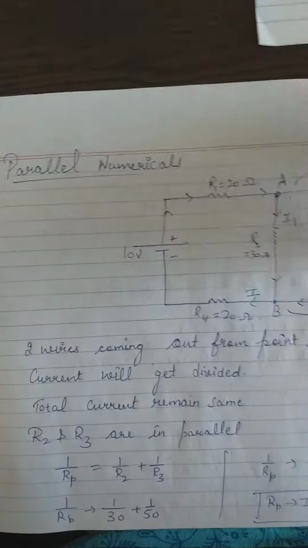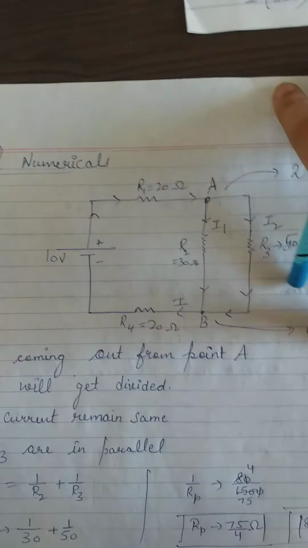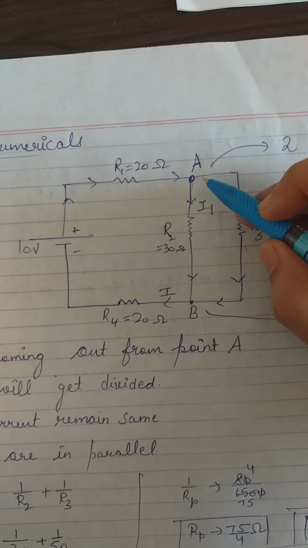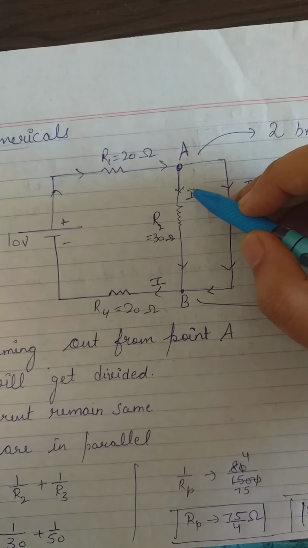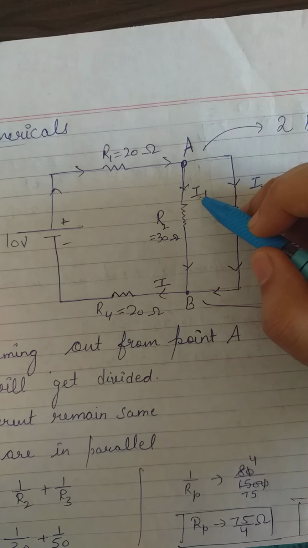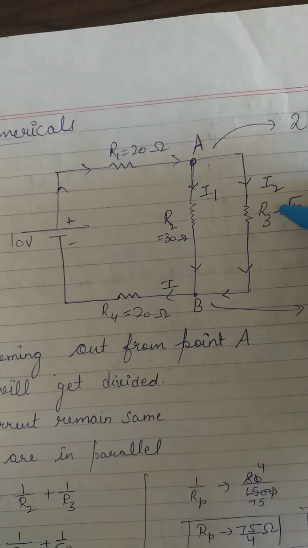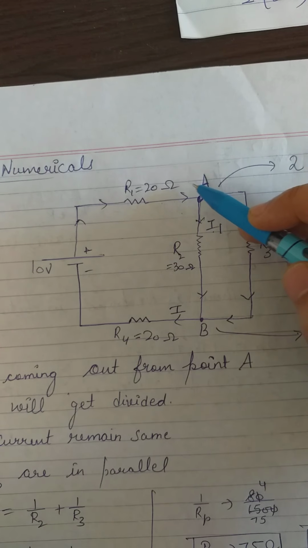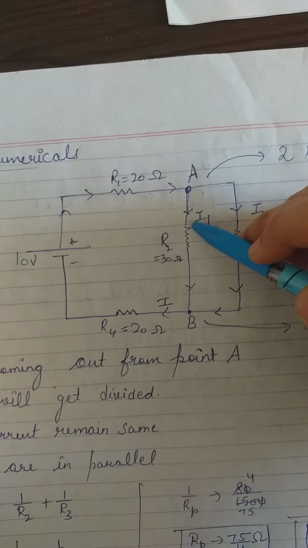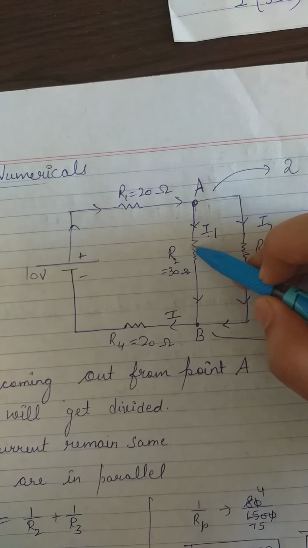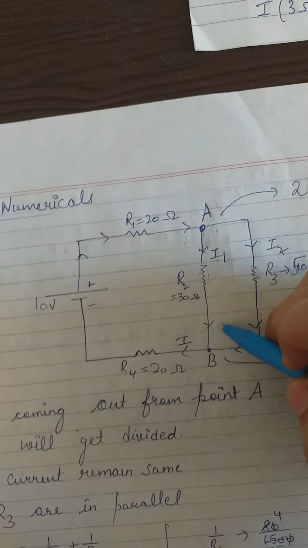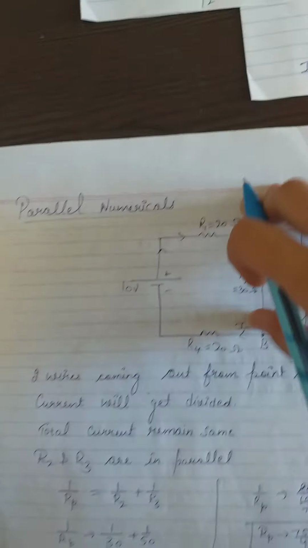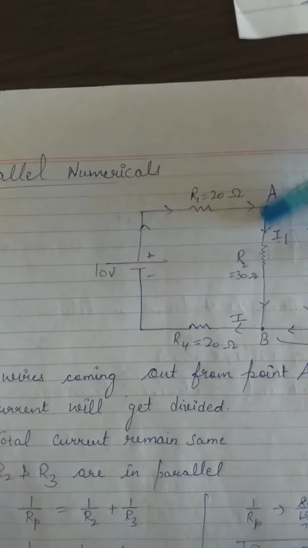Parallel basic numerical. First of all, see this circuit. There is a voltage of 10 volt, resistance is 20 ohm, and there is a junction at point A. The current that flows through the resistance R2 will be I1, and the current through R3 will be I2. At this point the current is the same, that is the value I. But at the junction it will get divided into I1 and I2, which will flow through R2 and R3. At point B, it is coming into the circuit, so the value of I1 plus I2 comes out to be I.